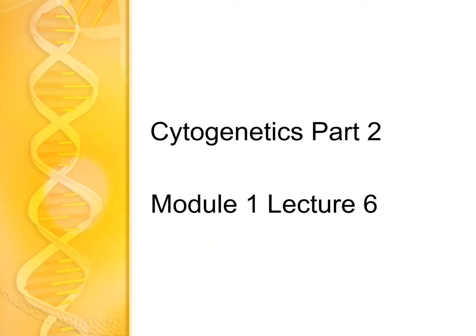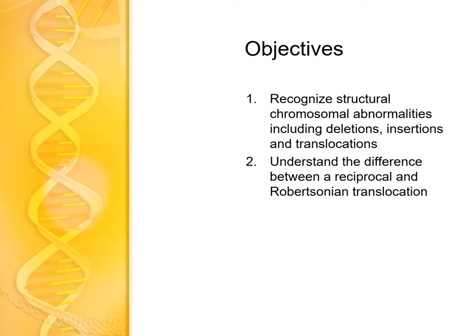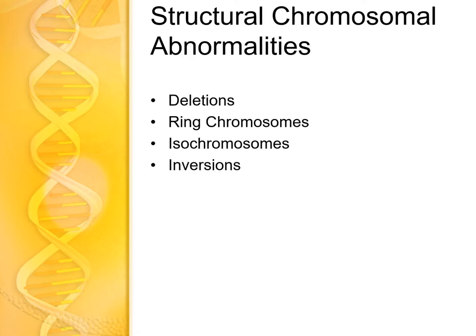Cytogenetics Part 2, Module 1, Lecture 6. The objectives of this lecture are to recognize structural chromosomal abnormalities, including deletions, insertions, and translocations, and to understand the difference between a reciprocal and Robertsonian translocation.